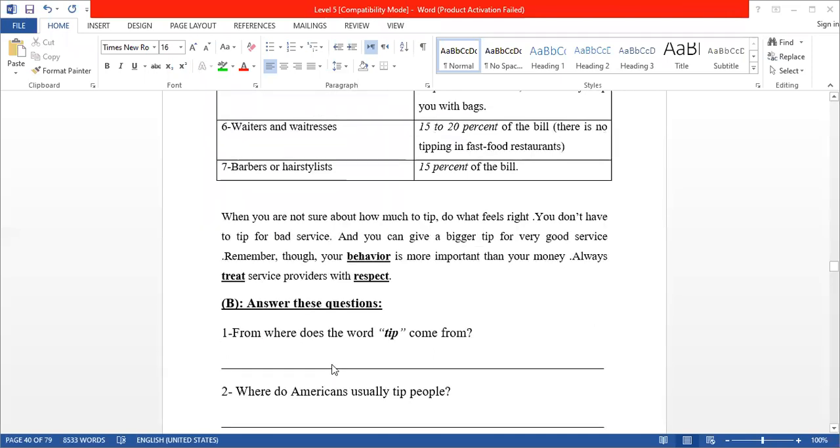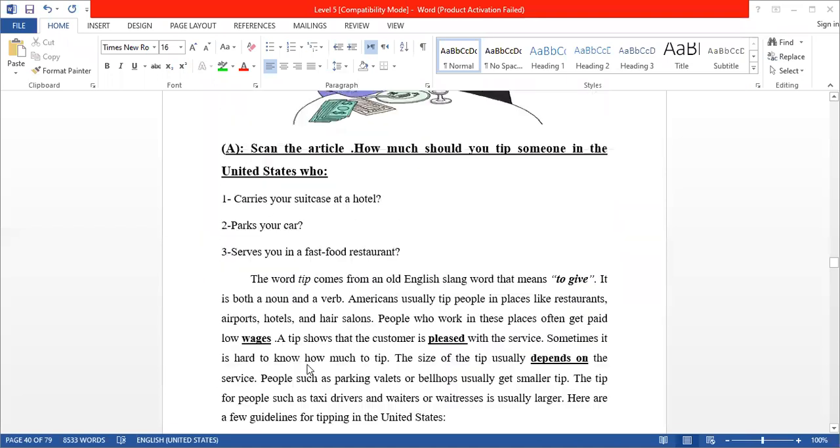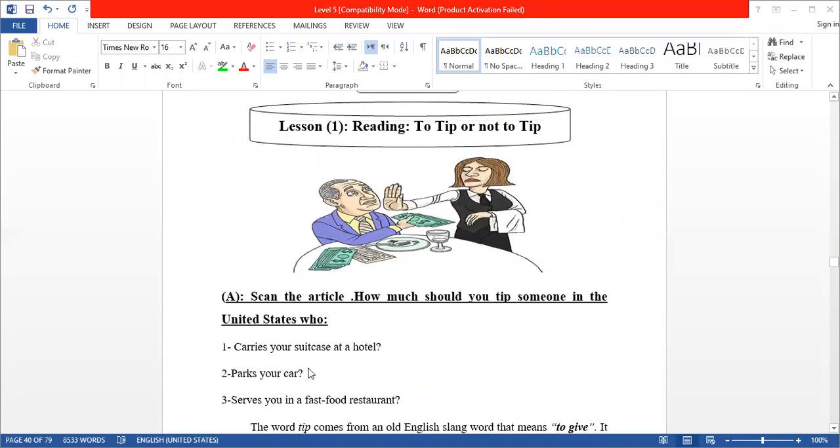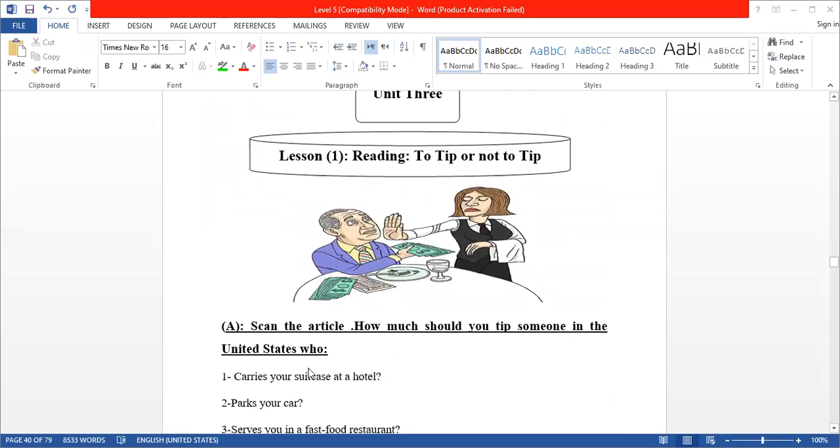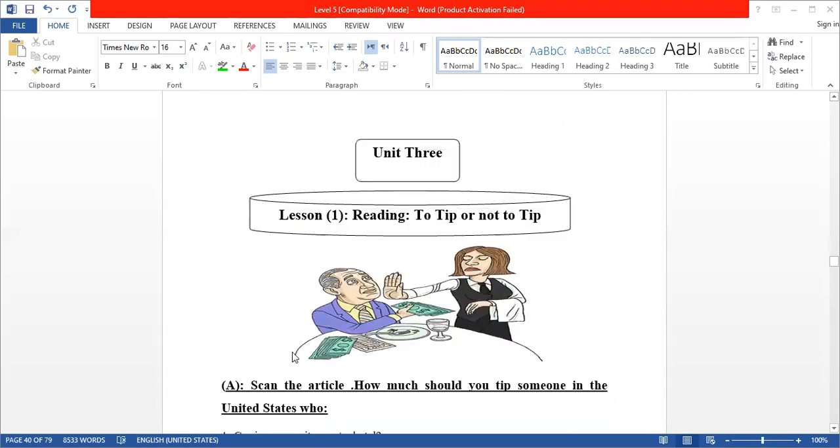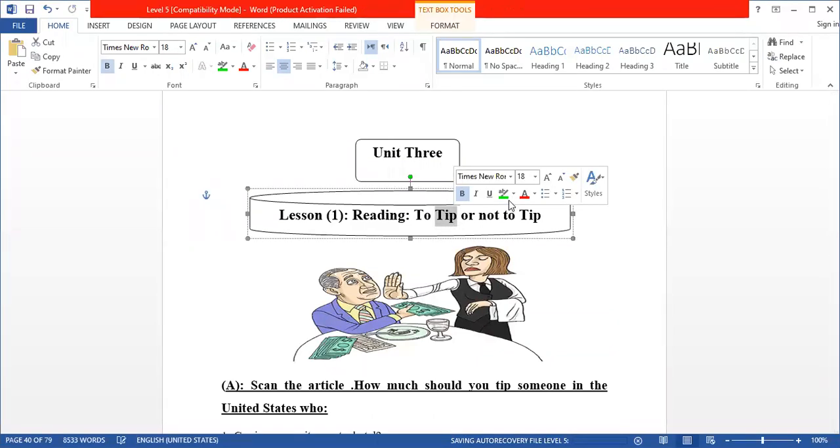So this is our topic. Now I'm going to explain the meaning of the new words. As I said here, tip. What do we mean by the word tip? To tip or not to tip? What do we mean by this word? The word tip here, it means what? It is a noun and a verb.